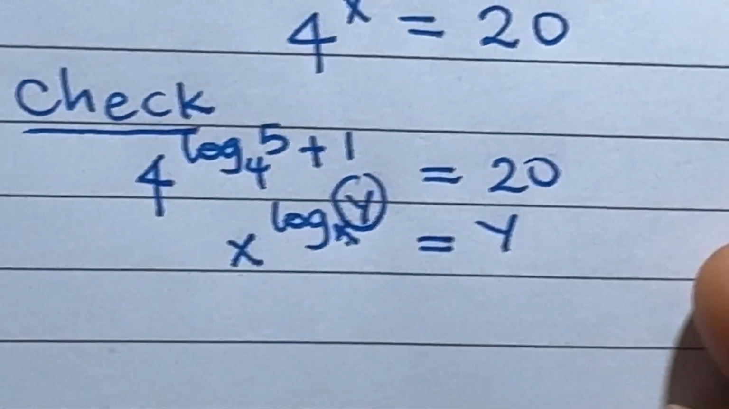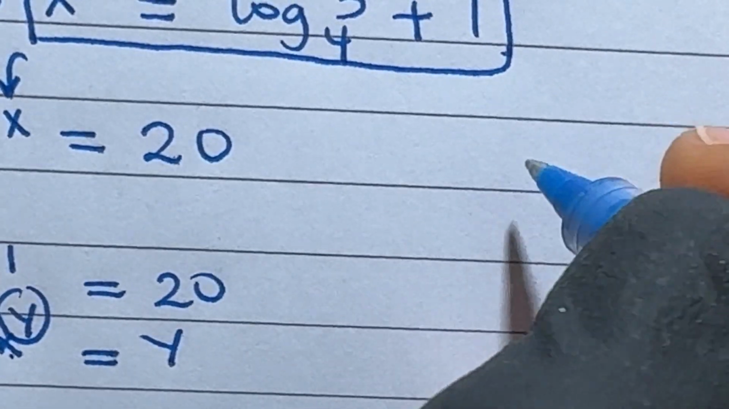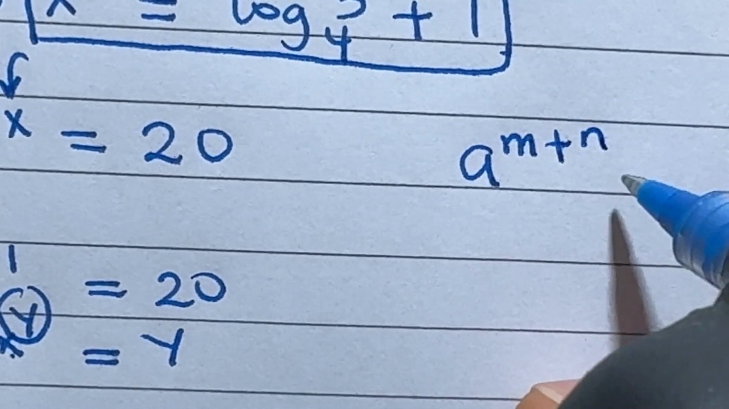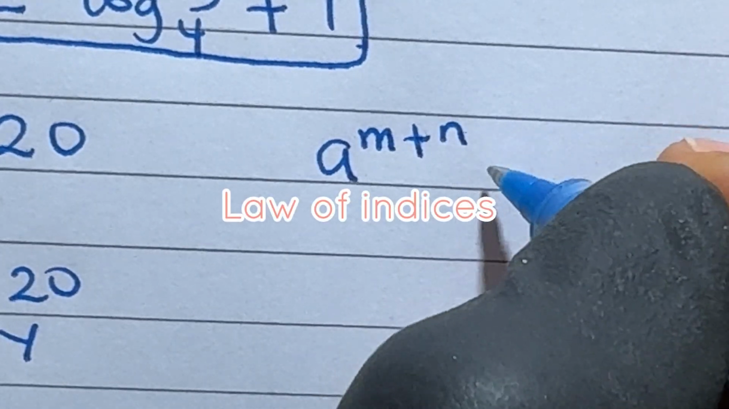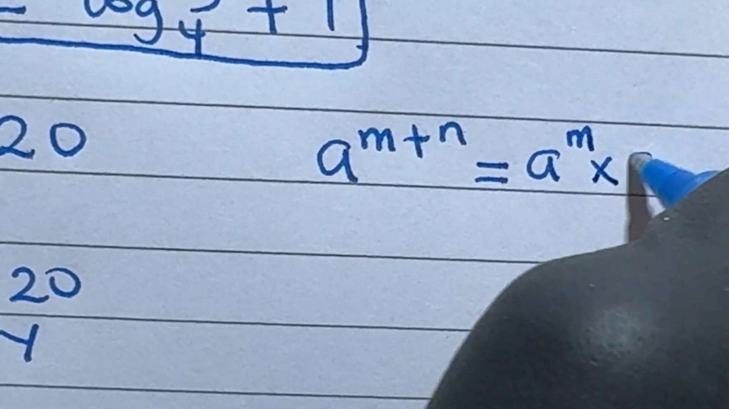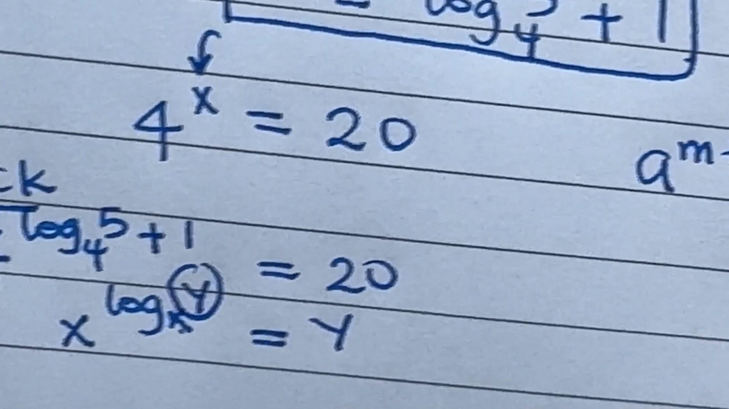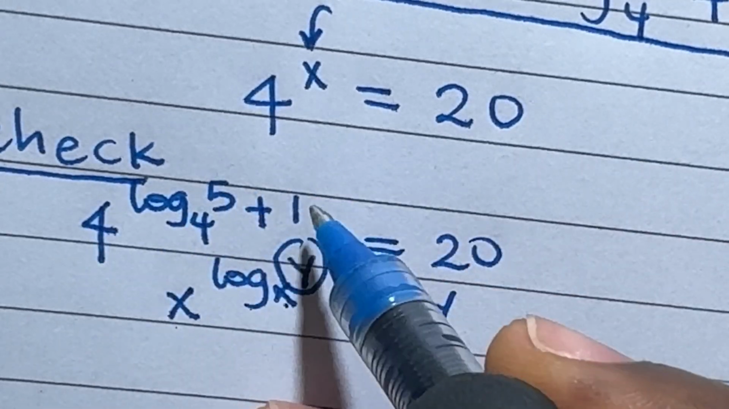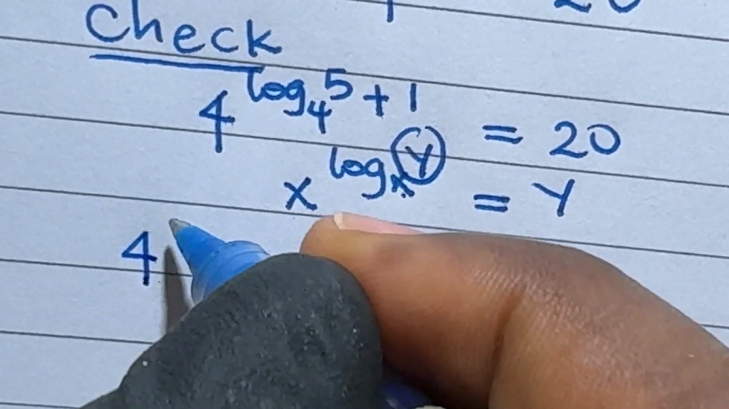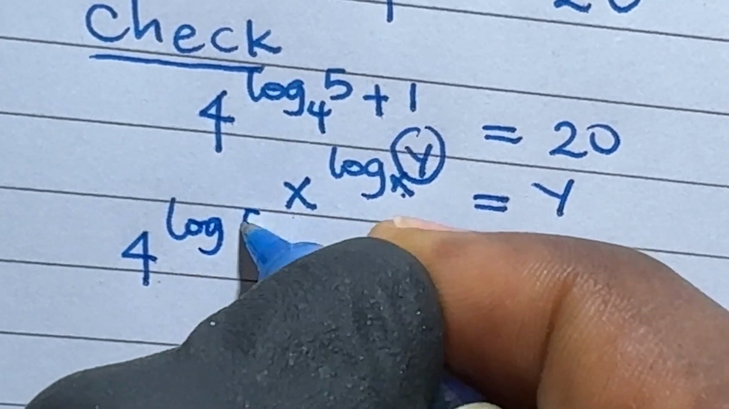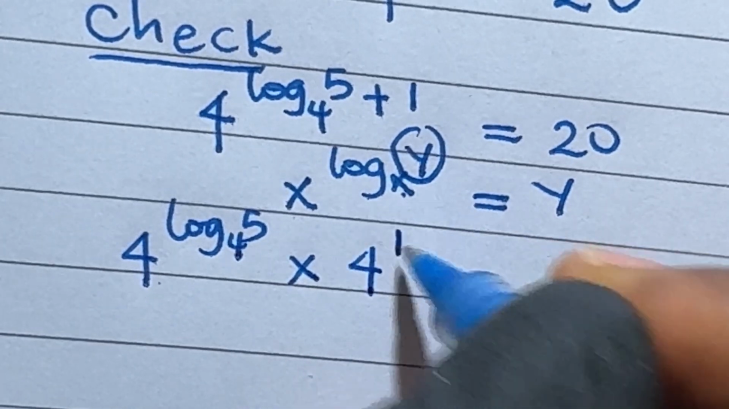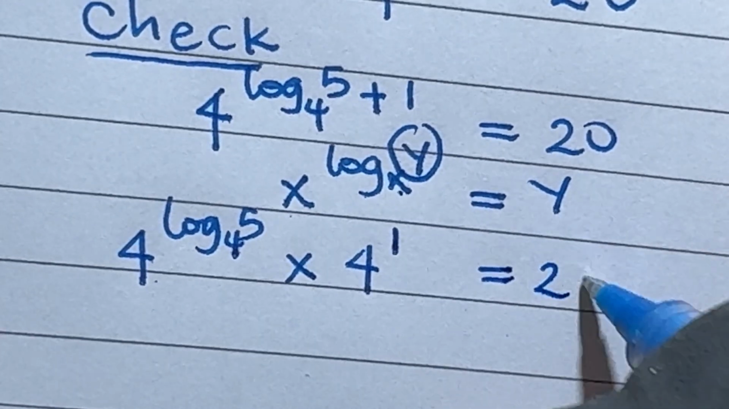But because we have a plus 1, we need to first separate this power using the law of indices. Remember that if you have a raised to power m plus n, this can be separated into a raised to power m times a raised to power n. So that is what we are going to do with this power here. So it simply becomes 4 raised to power log 5 base 4 times 4 raised to power 1. Remember, this should give us 20.